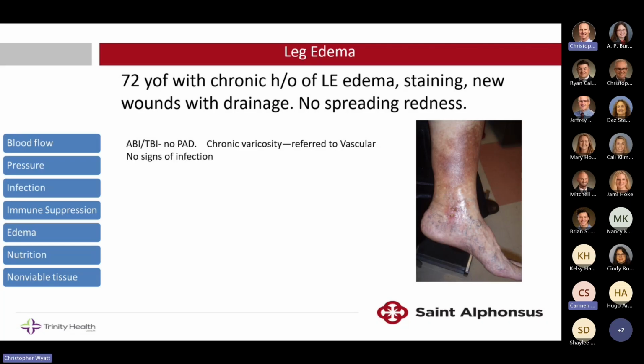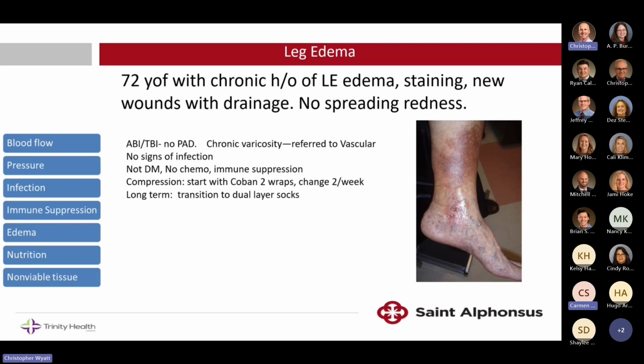No signs of infection. We don't start him on antibiotics. It's not diabetic. No issues with immune suppression as well. Compression, start with the Coban 2, changing it a couple times a week, and long-term transition him to specific compression socks that he'd be able to don and doff.